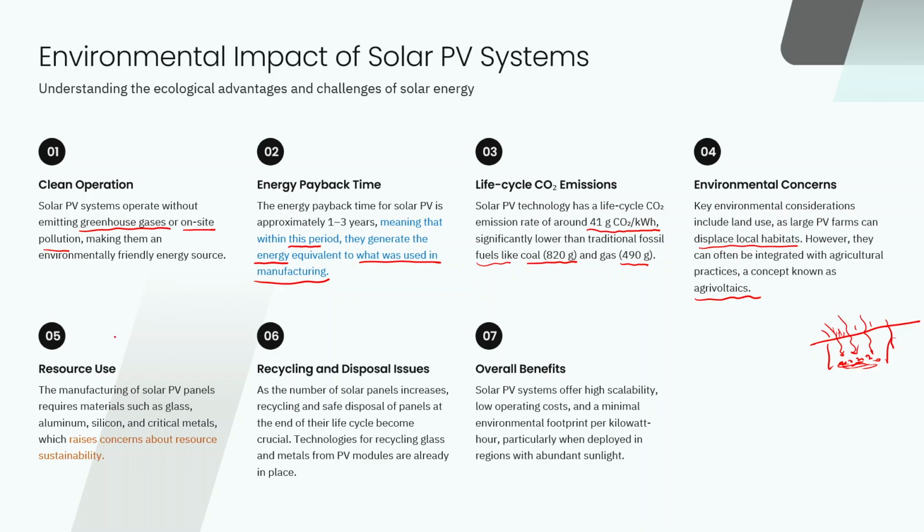And also when you're considering the manufacturing of PV panels, they require materials such as glass, aluminum, silicon, and certain critical materials, which raises a concern about resource sustainability. Although sunlight is sustainable, you don't know about these resources, so there is a concern about their availability for future manufacturing. So you have to find different ways of harnessing this energy, okay.